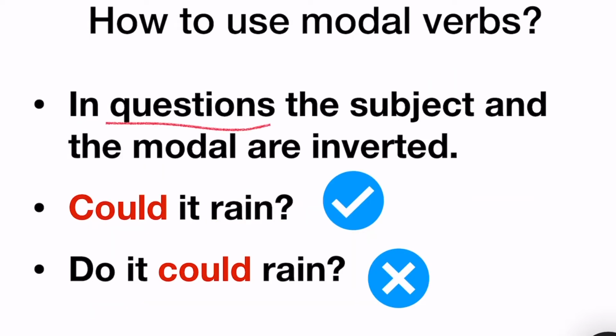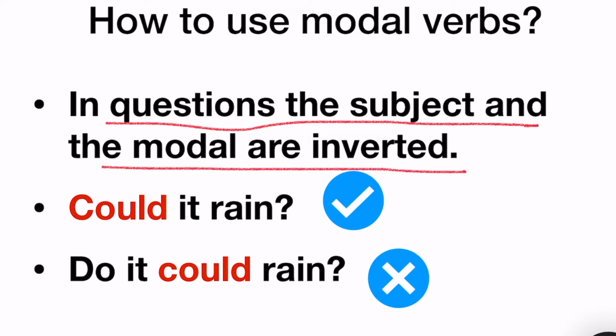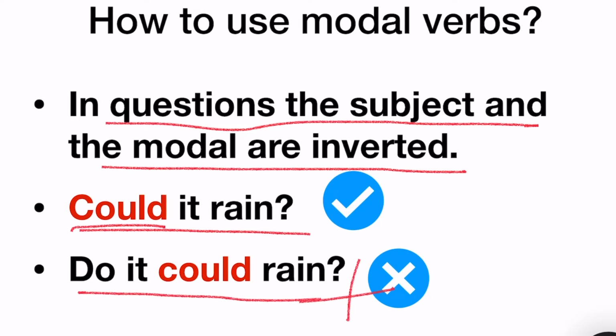In questions, the subject and the modal are inverted. Example, could it rain? Is the correct usage. When you form a question using a modal verb, the modal verb should come first and the subject should be followed by the modal verb. Do it could rain? This is the wrong usage. When there is a modal verb in a sentence, you can begin the question with the modal verb.